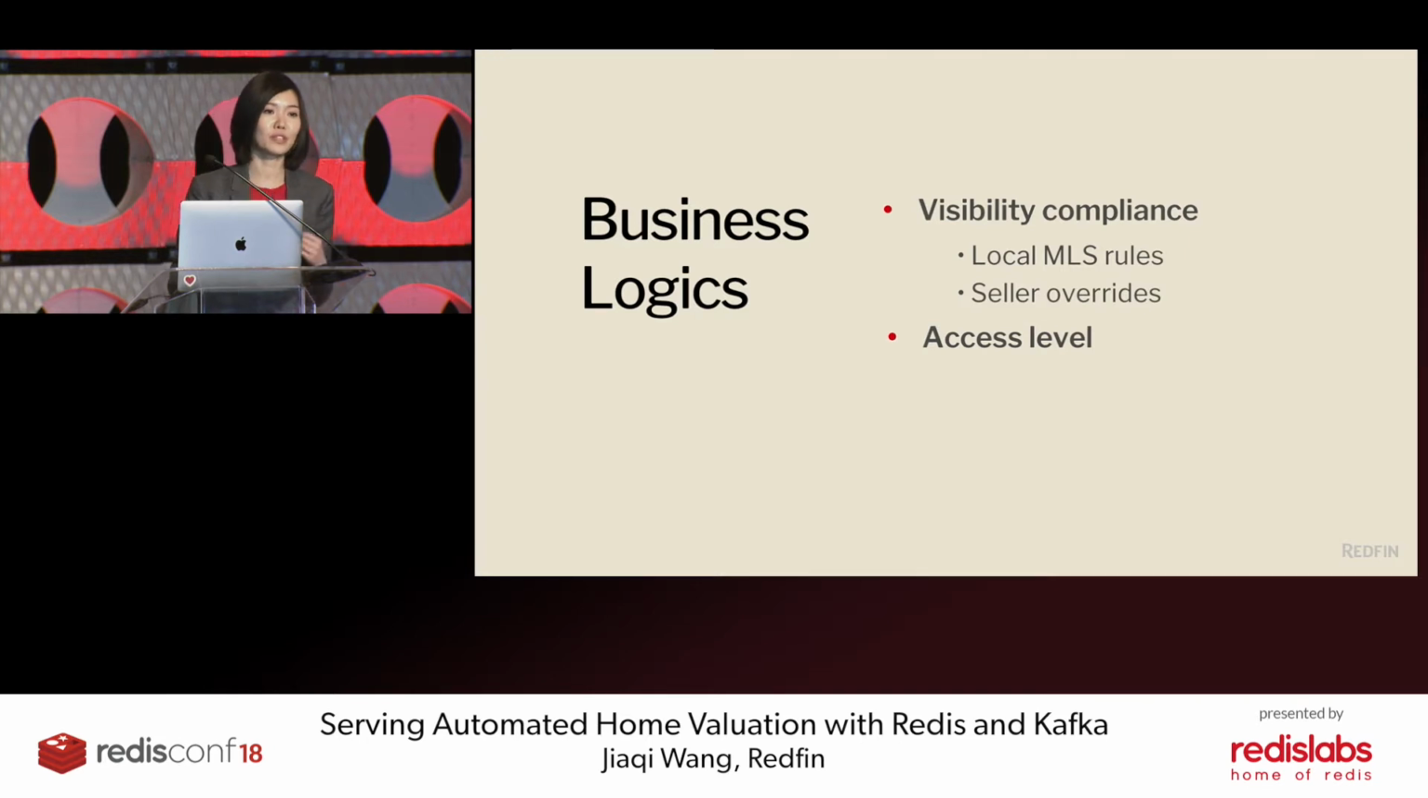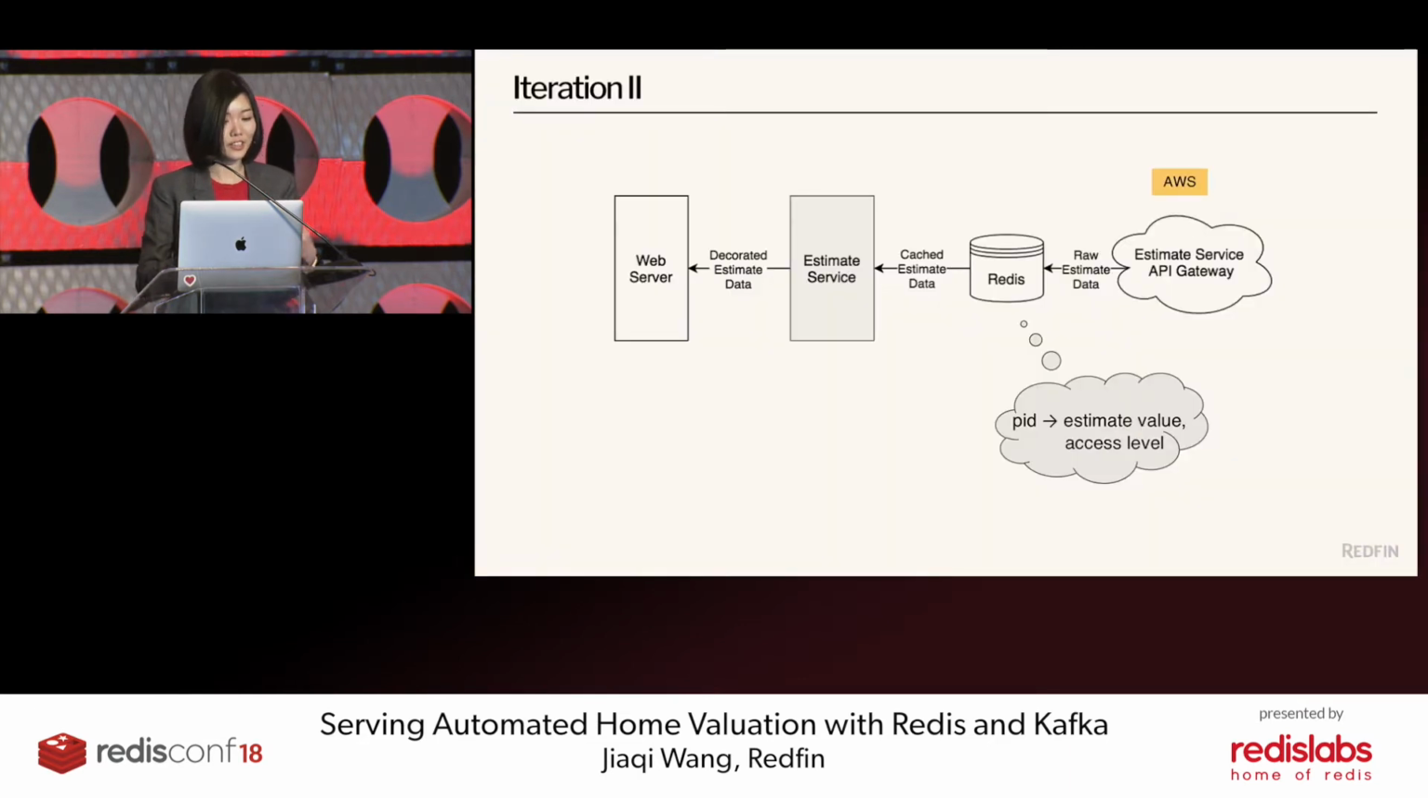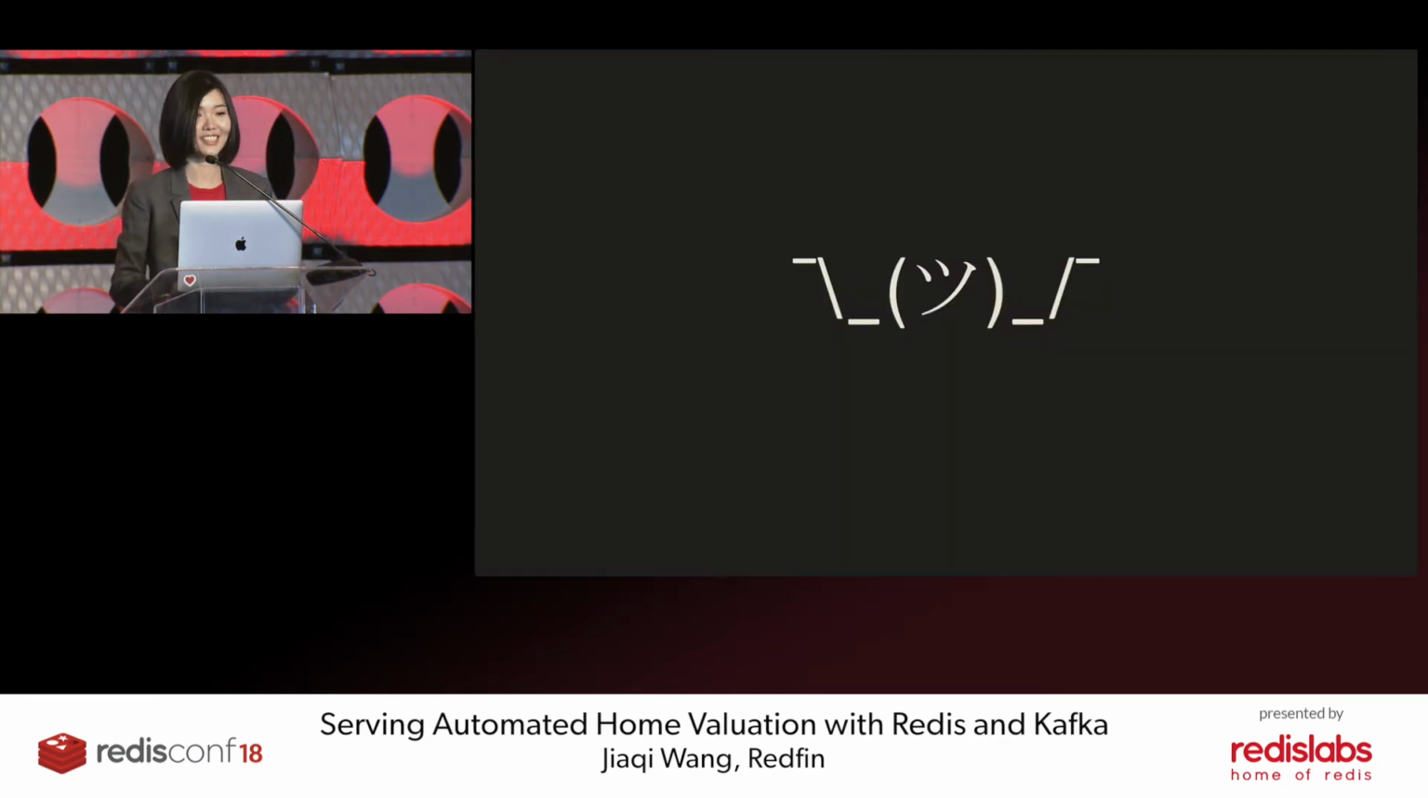So you might be wondering, what is the user's role? At Redfin, we define 4 categories for a user: the unregistered, registered, email verified, as well as agents. And naturally, agents can see almost everything. So our second iteration is to also store the access level in the Redis cache. All right, now we get rid of the database because we're done, right?